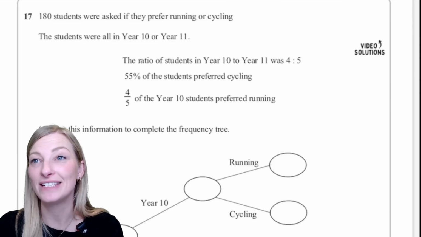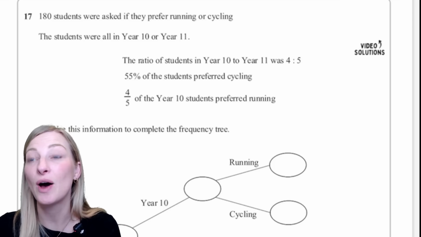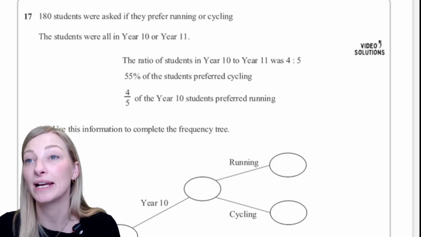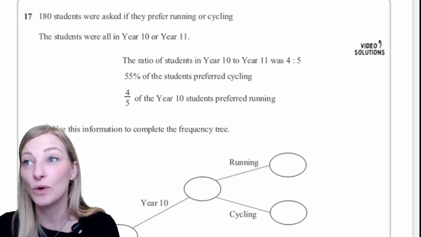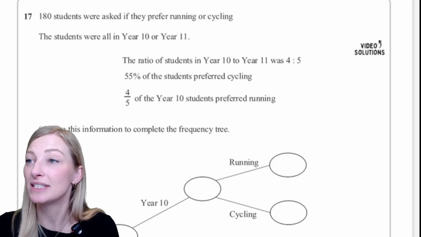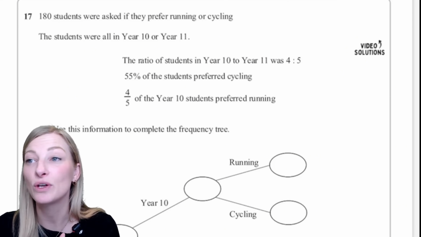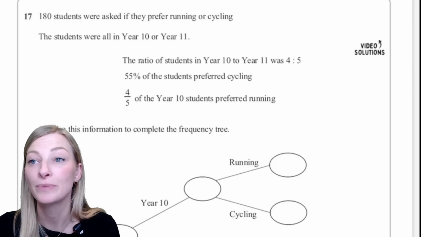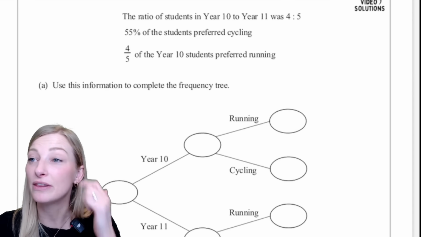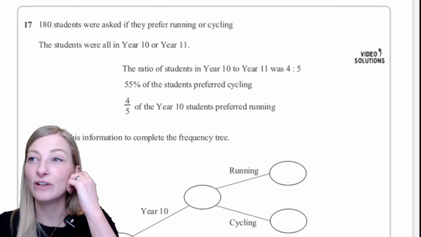Question number 17. 180 students were asked if they prefer running or cycling. The students were all in year 10 or year 11. The ratio of students in year 10 to year 11 was 4 to 5. 55% of the students preferred cycling, and 4/5 of the year 10 students preferred running. Use this information to complete the frequency tree. So first, let's have a look at the ratio.